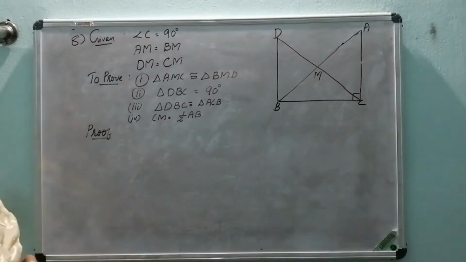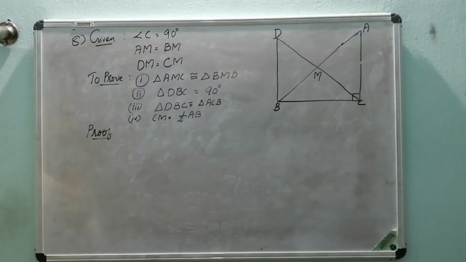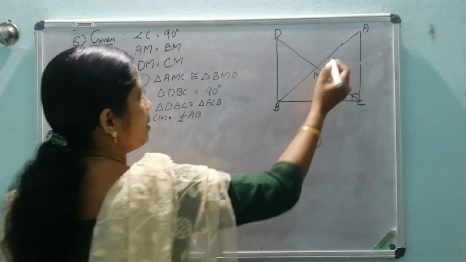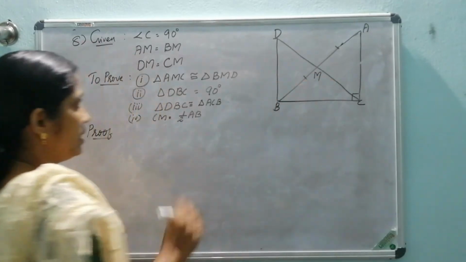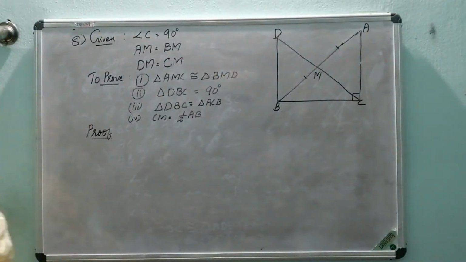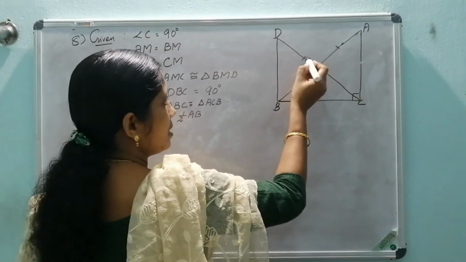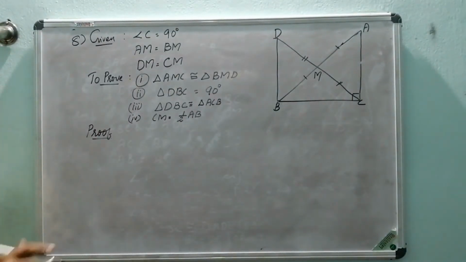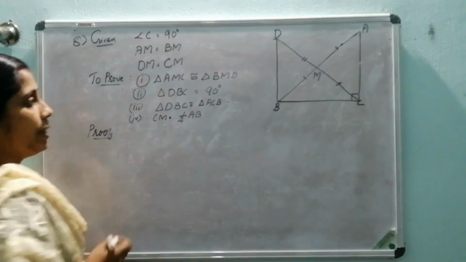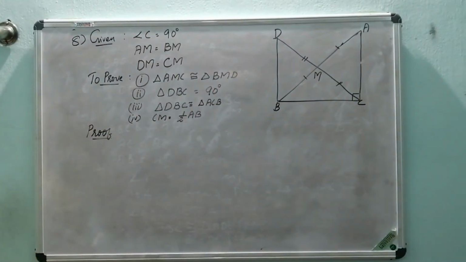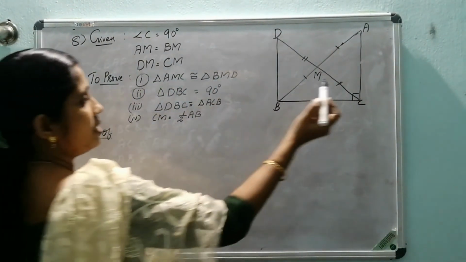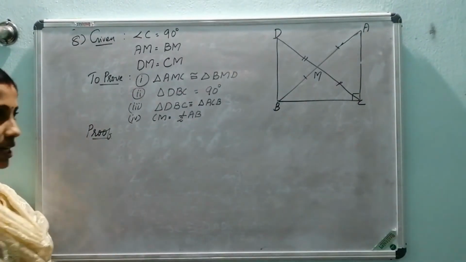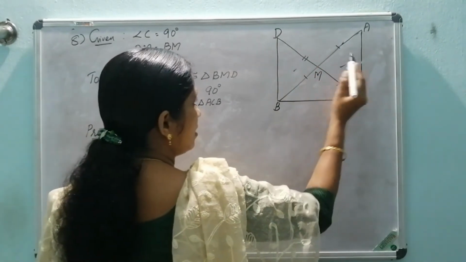Okay. Look at the question. It is given that angle C is equal to 90 degrees. Then AM is equal to BM, that is given there. Then DM is equal to CM. These two sides are equal. Then the first one you have to prove: triangle AMC is congruent to triangle BMD. That is, this triangle AMC and this triangle BMD are congruent. That you have to prove. These two triangles are congruent.